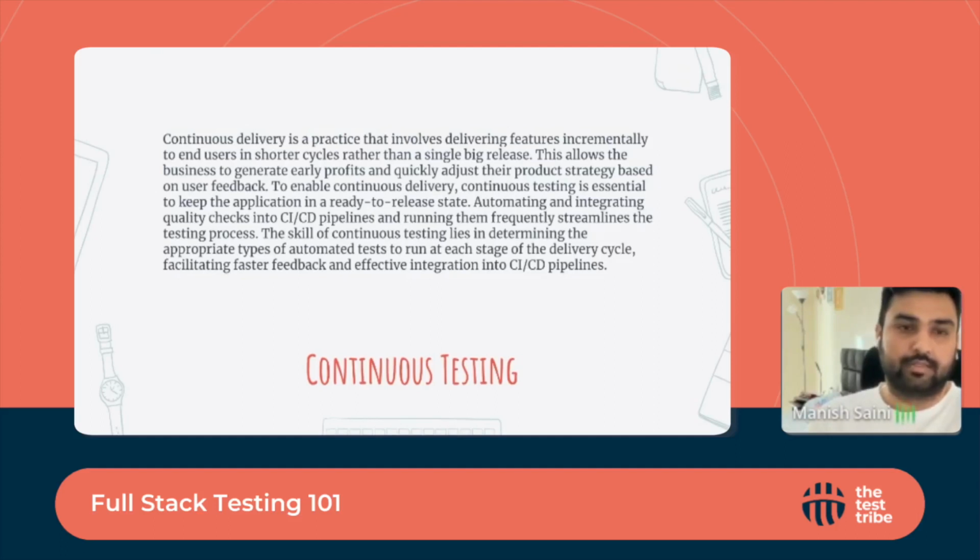So it's very important to do things in the CI/CD pipeline, because currently we have software that we have to deliver incrementally to the end users. There are shorter cycles. In every single release, we have some features which will be given to the user, and that's how we ship our software in modern software development. So for that we use continuous delivery, and for that we need continuous testing.